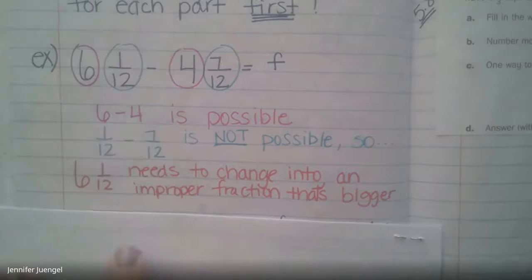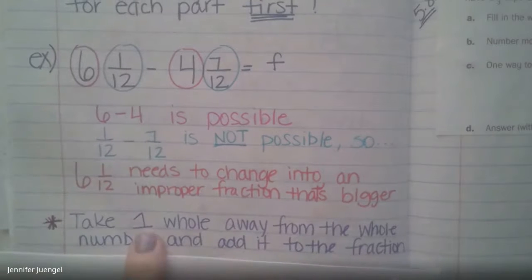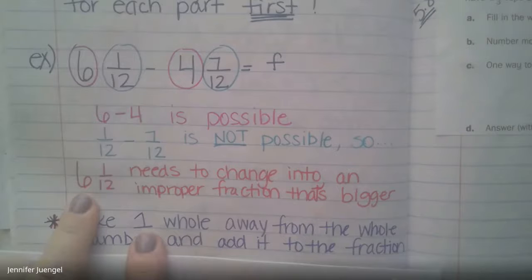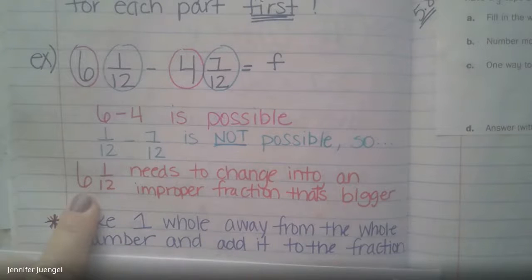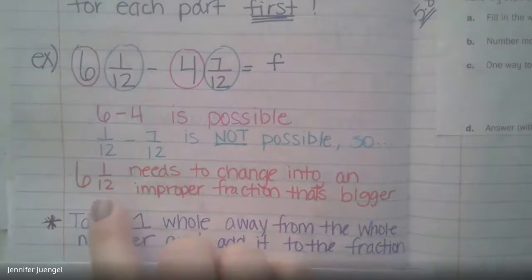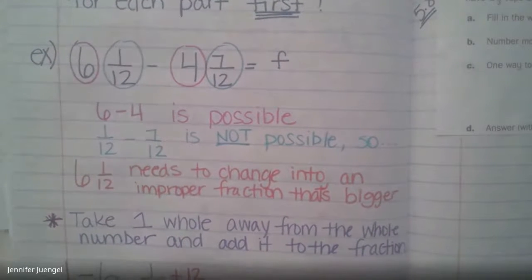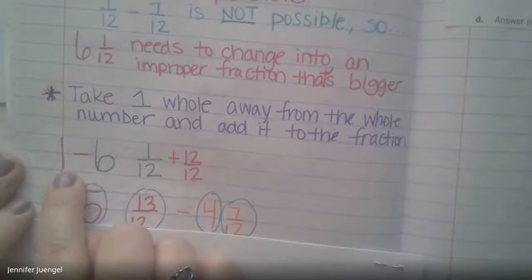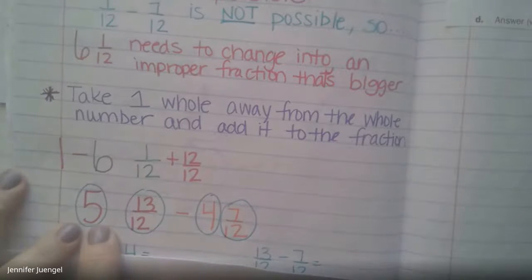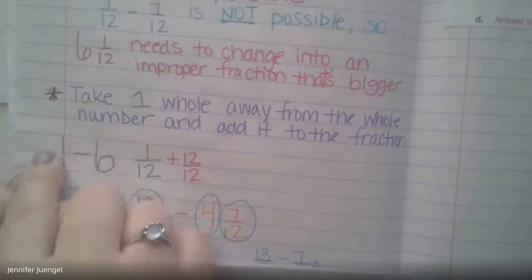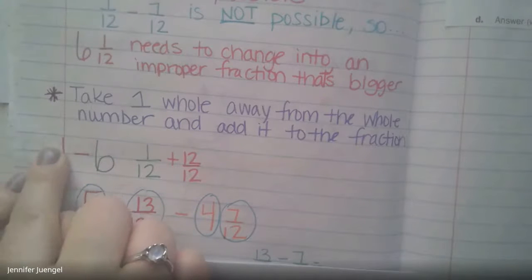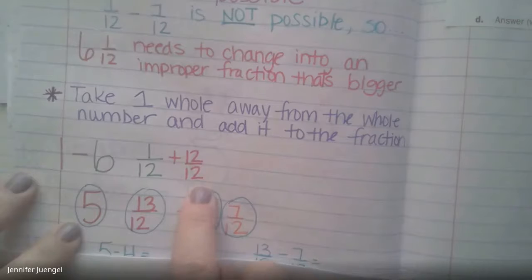Here's how we do it. We take 1 whole away from the whole number. So instead of 6, we're going to take 1 away from that whole number, and that's going to turn into a 5. We're going to give that whole number to the fraction. So this is what it'll look like. 6, we're going to take 1 away from that, and it's going to turn into 5. We're going to take that 1, turn it into a fraction, and give it to the fraction side over here.